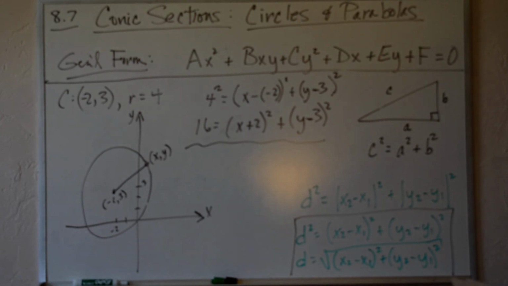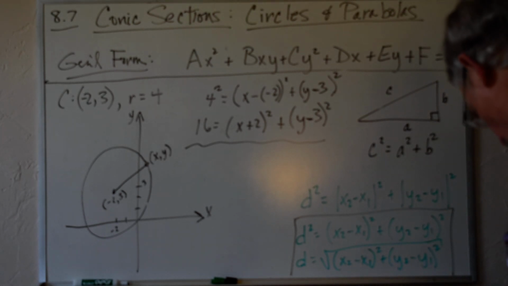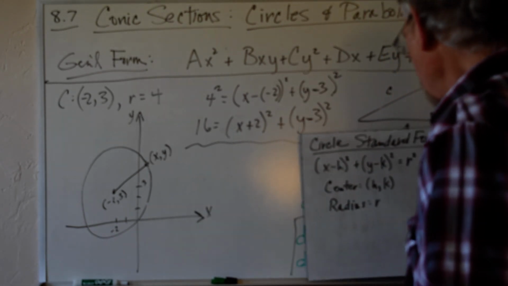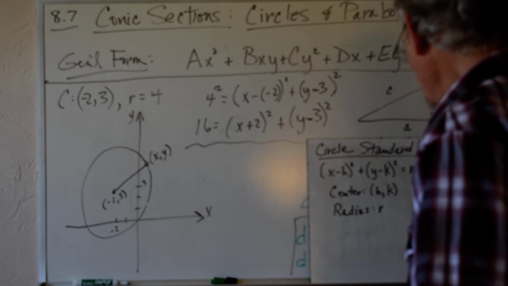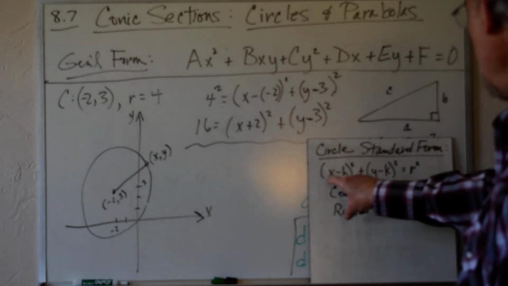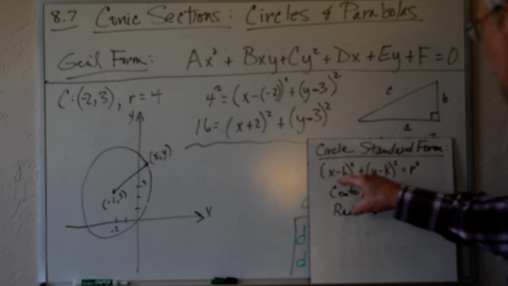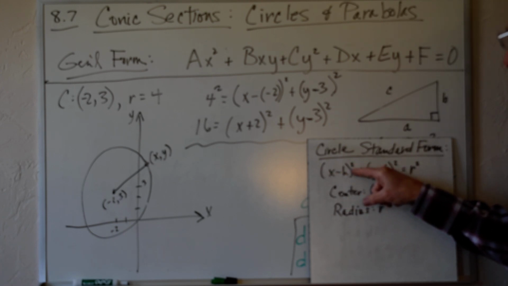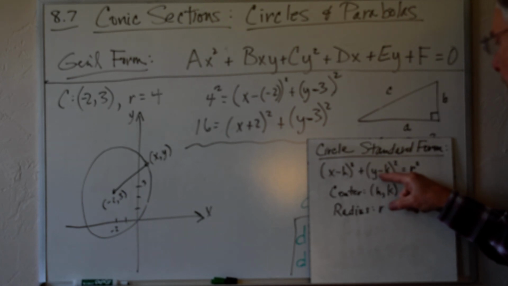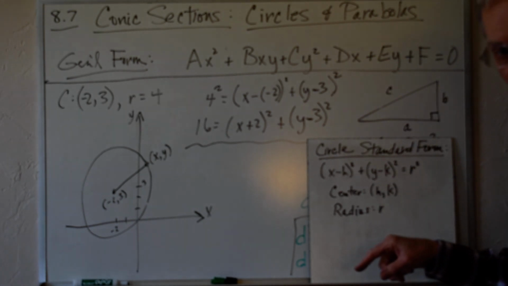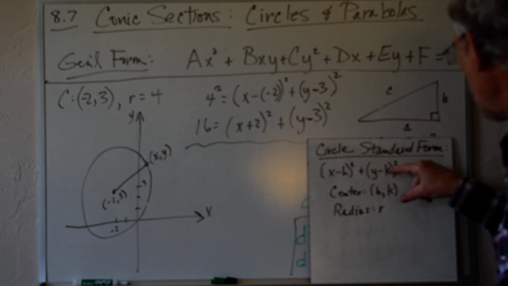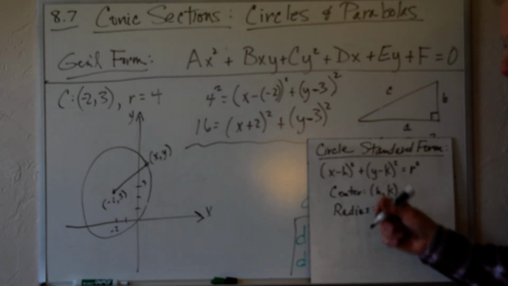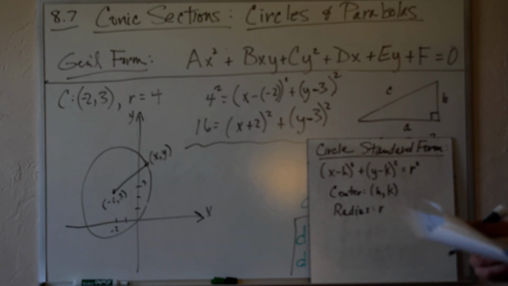And that shows me something. It shows me that the standard form for a circle is always going to be this. It's always going to be, if the center is h, k, then the circle will always be x minus h quantity squared plus y minus k quantity squared equals the radius squared. Notice it's minus, minus, not added. So that is standard form for a circle.